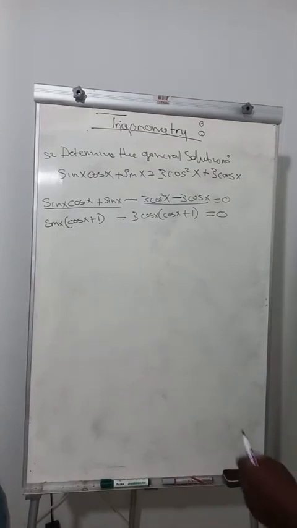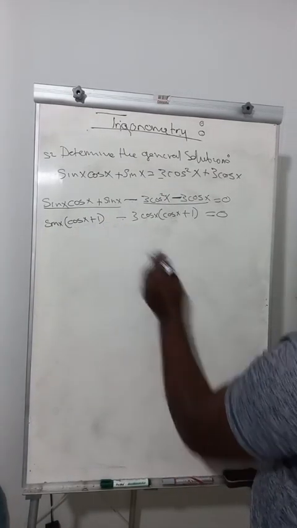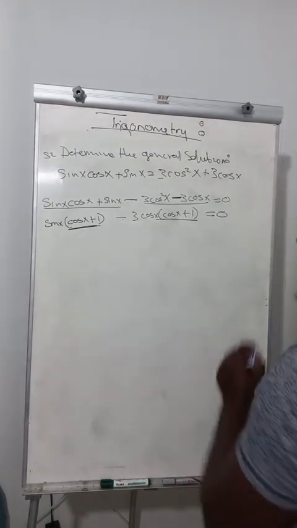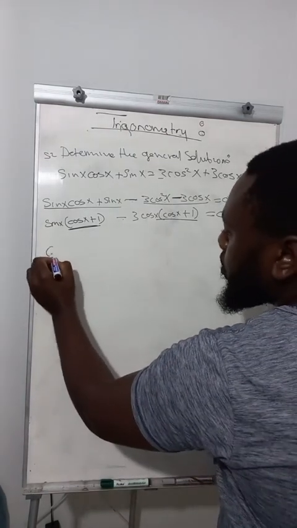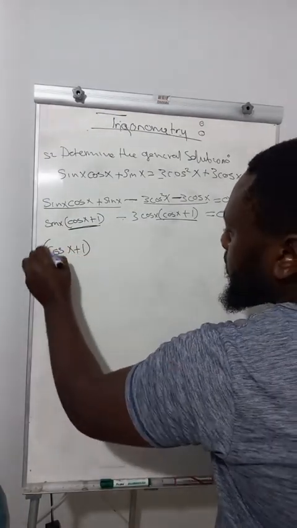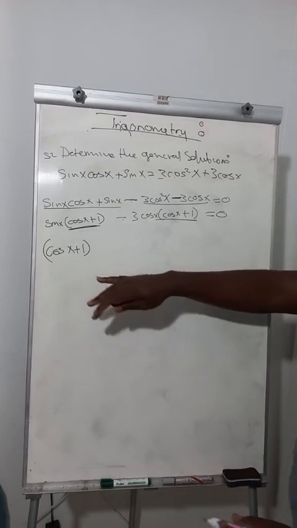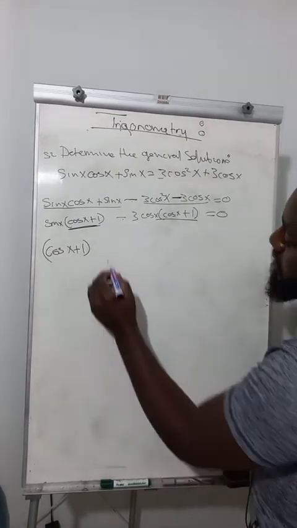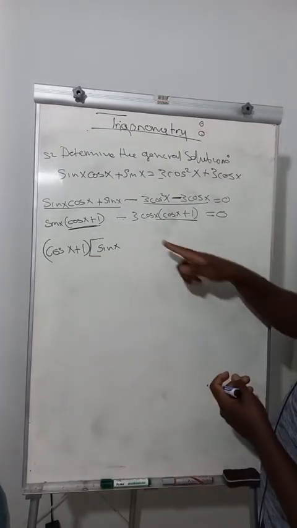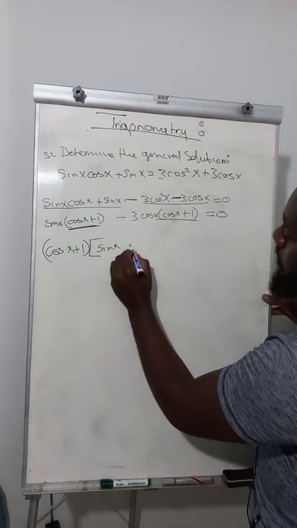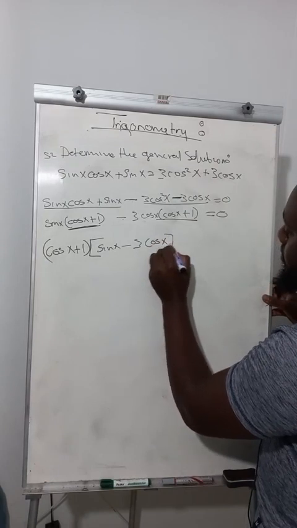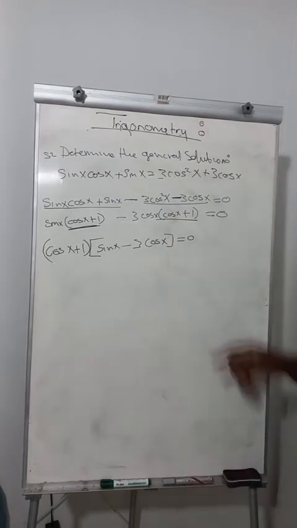So now, from these two terms, I've got a common factor, which is also here and also here. So I can say cos x plus 1 is the common factor. Once I remove this, what is left is sine x minus 3 cos x. This is what remains here.